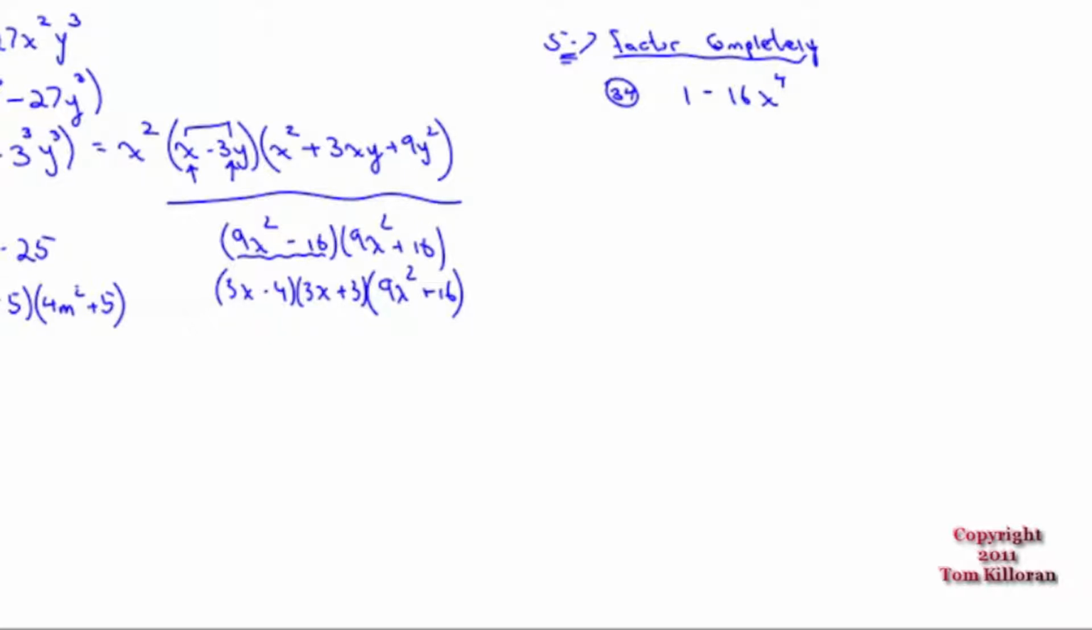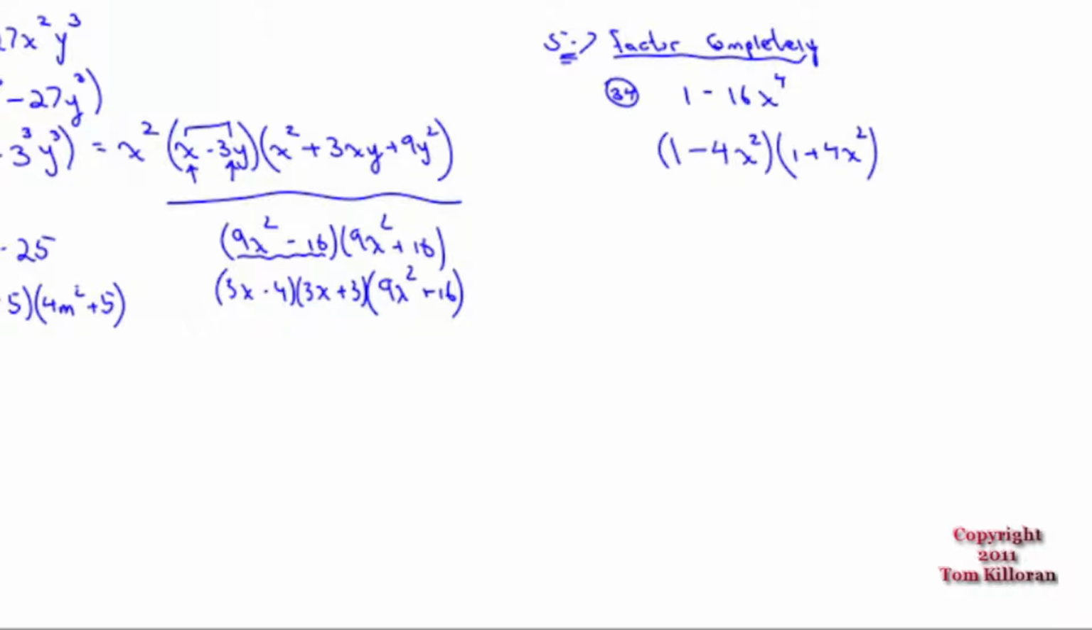So 1 is going to leave you with a 1, because 1 squared is 1. What gives you 16? 4. So this will be 4. What gives you x to the 4th? X squared. And then the second term would be 1 plus 4x squared.